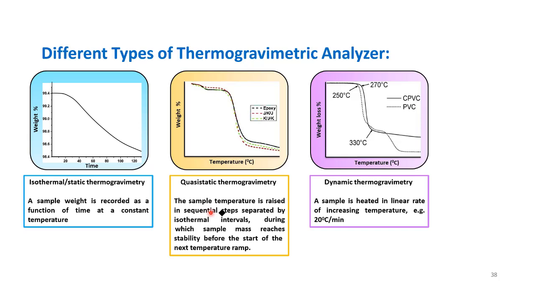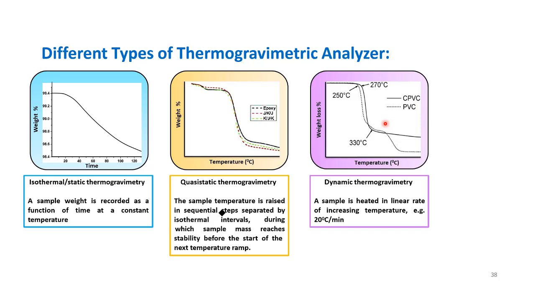So as I told, it can be static or dynamic or quasi-static. The static means we are not increasing the temperature, we are keeping it at a constant temperature. Suppose at 200 degrees Celsius, if I am checking with time, if I keep 200 degrees Celsius constant temperature here, that is the isothermal or static thermogravimetry, and the weight loss is recorded with time.